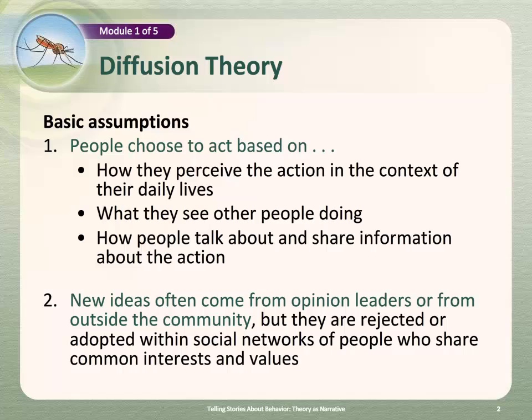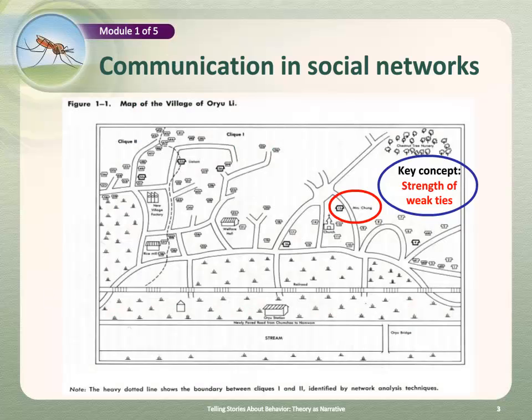New ideas often come from opinion leaders or from someone outside the community, but they are rejected or adopted within social networks of people who share common interests and values, like the people in your neighborhood or in your workplace. One of the most famous studies of the diffusion of innovations was done in South Korea in the 1970s. This picture on your slide is the picture of Oryu-Lee, one of the villages where this study was conducted.